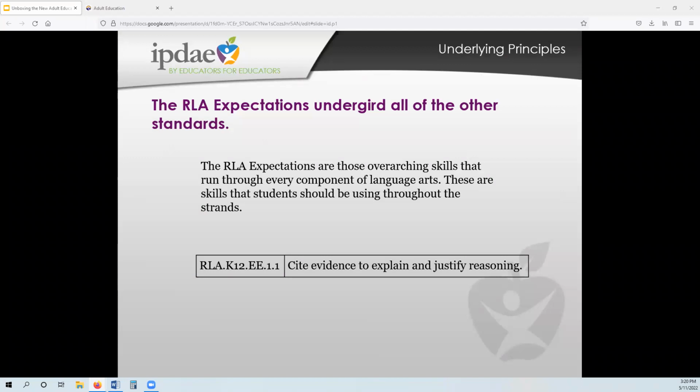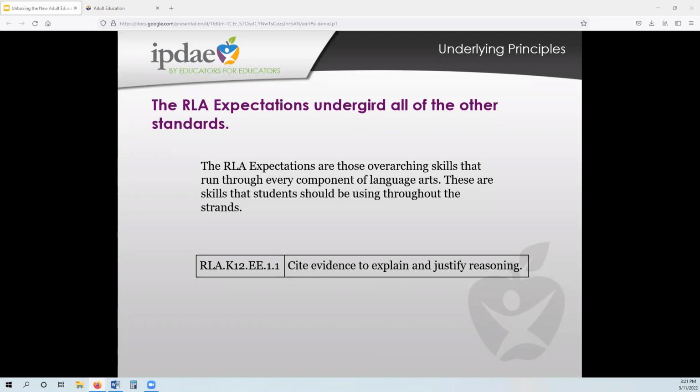Something that's a little new and different is a structure called the RLA Expectations. In K-12, these are called the ELA Expectations. And we pulled those ELA expectations directly over from K-12 BEST and into the new adult education frameworks. They are designed very intentionally to be overarching skills that run through every component of language arts instruction. So these are skills that students should be using throughout the strands, and they're intended to be taught in integrated ways. There are 6 RLA expectations in total. I've listed the first one here for you, which is cite evidence to explain and justify reasoning.